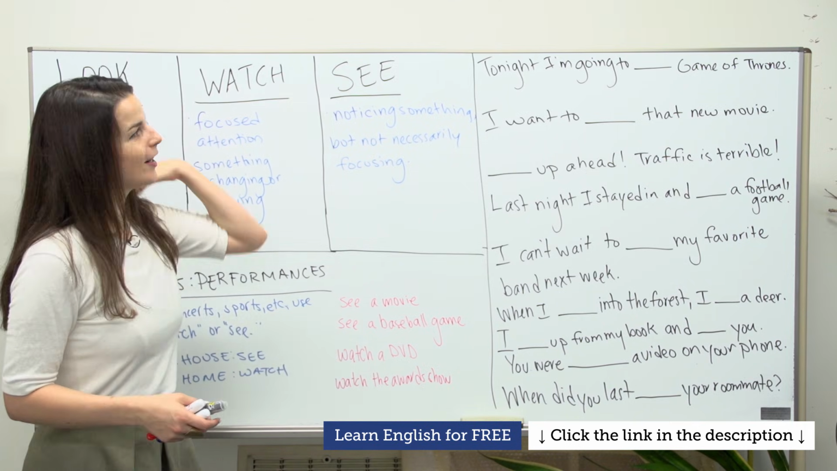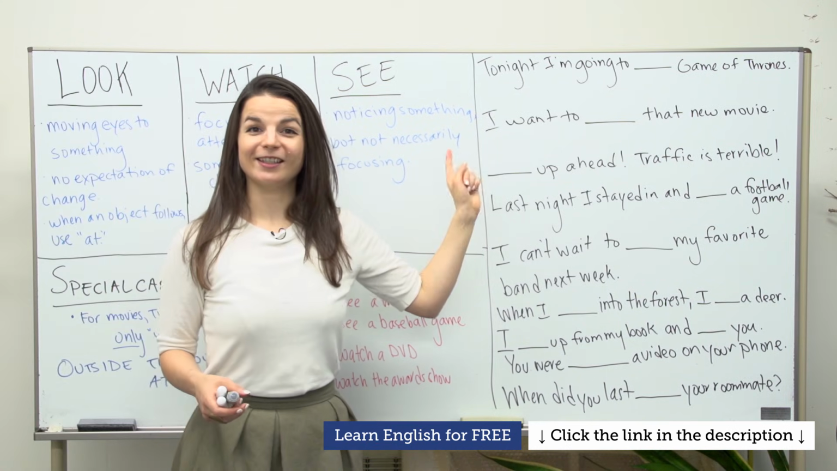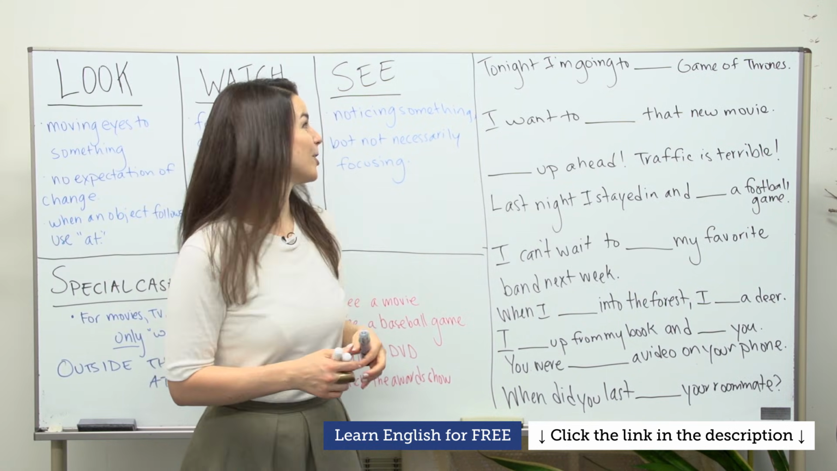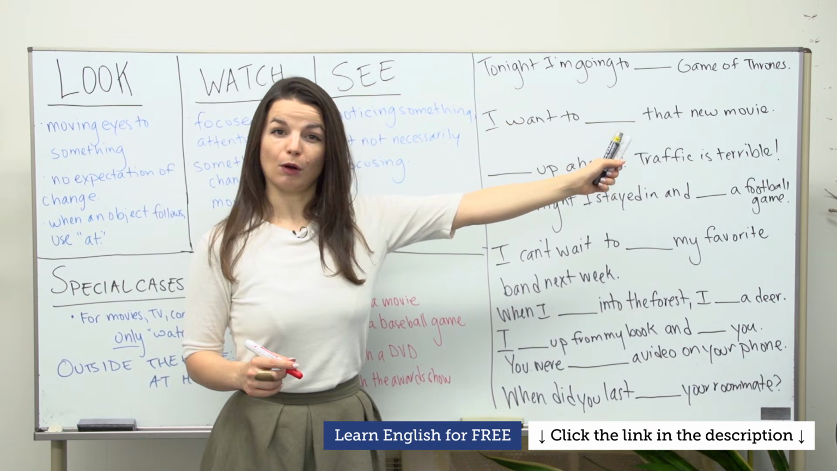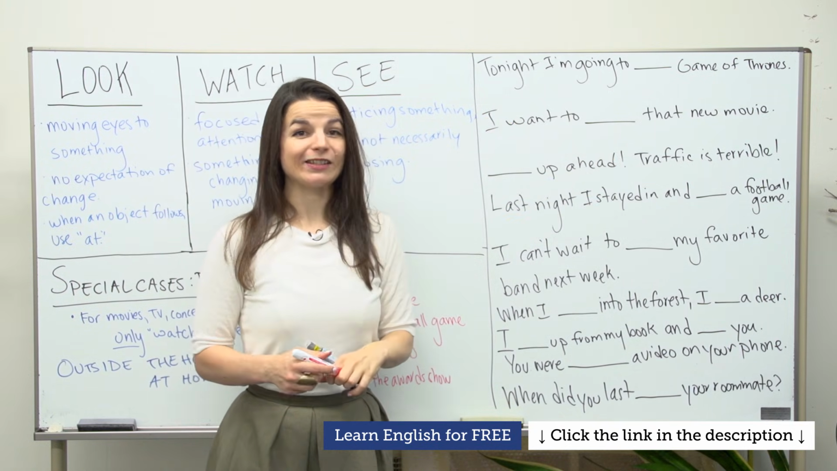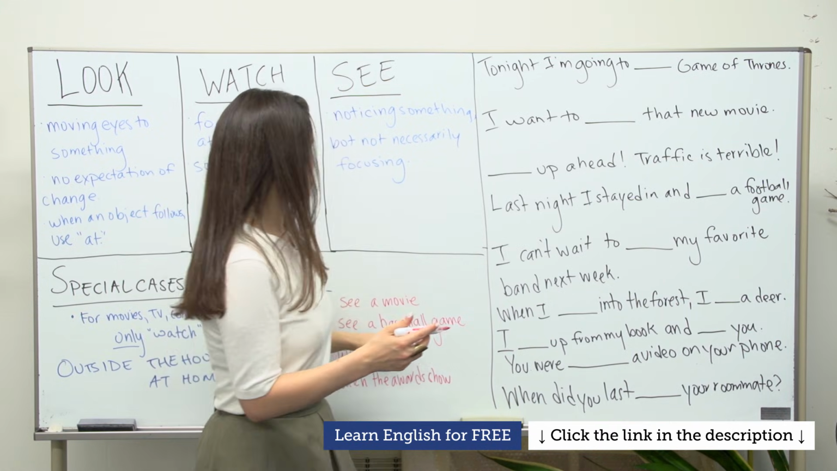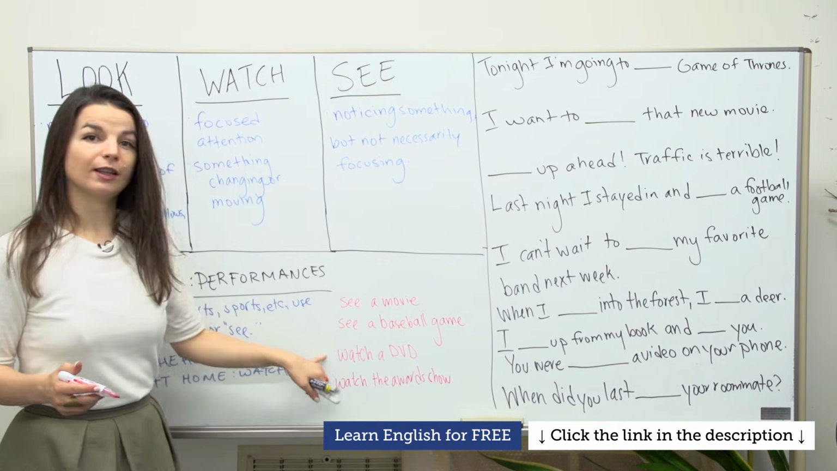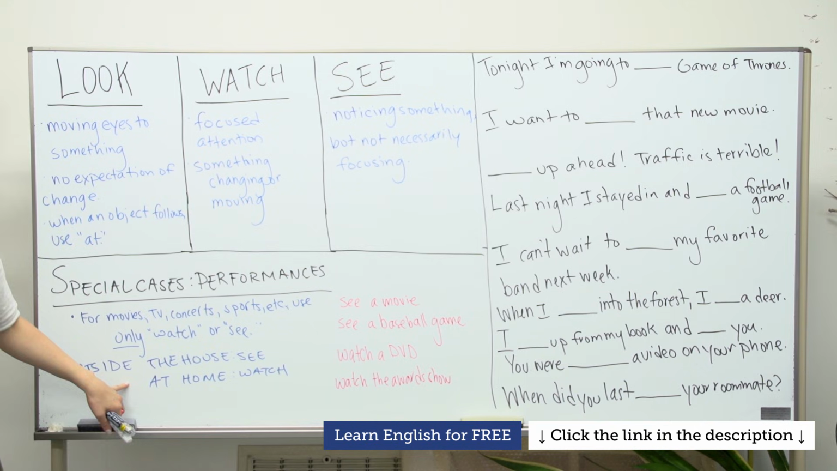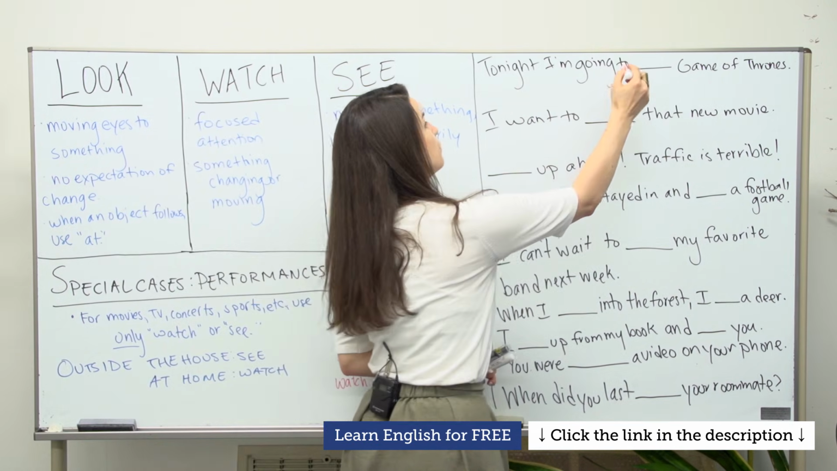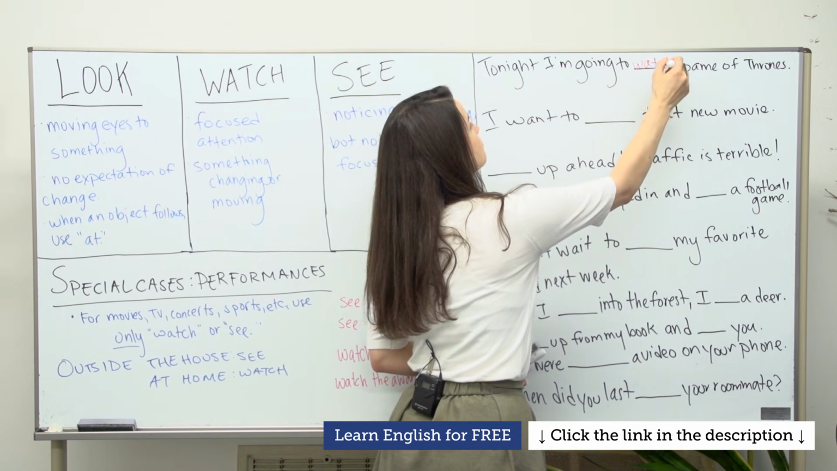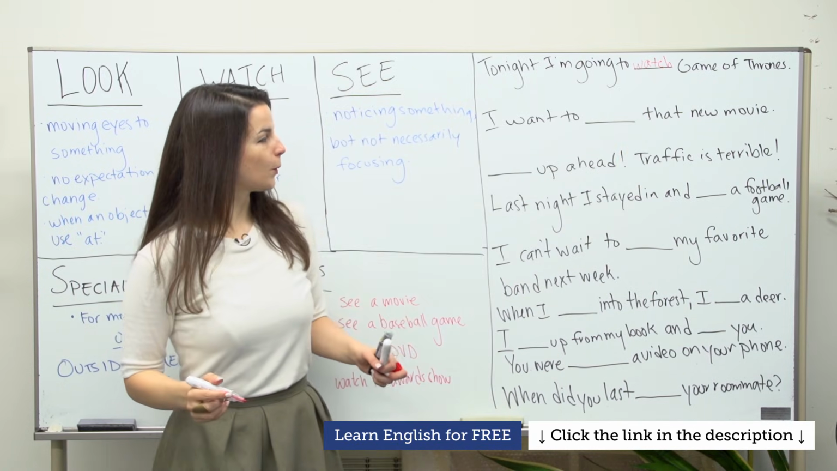Okay, but let's try to choose the correct verb in these example sentences that I've prepared. So first one, tonight I'm going to something something Game of Thrones. Game of Thrones is a popular TV show, so we should use watch because we learned that watch is used for actions at home, things we do at home. It's more natural to use watch. I'm going to watch Game of Thrones. Okay, the next sentence.